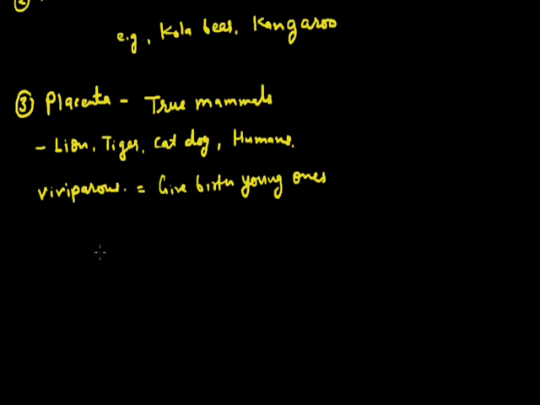So this is the advanced class of animals. These animals are dominant at present on the land. This is the most advanced and well-developed class of animals on the land.